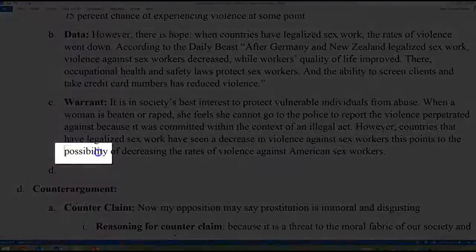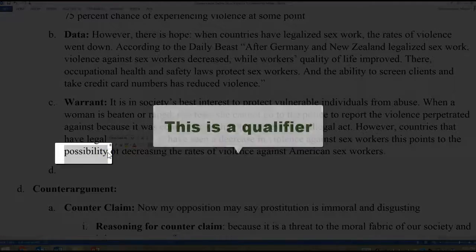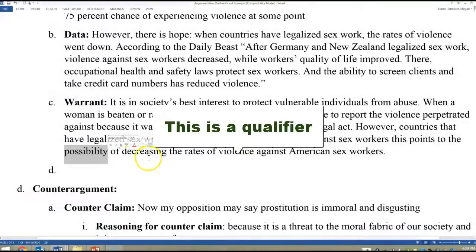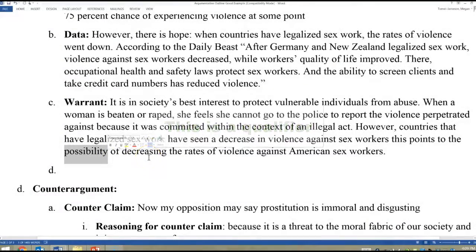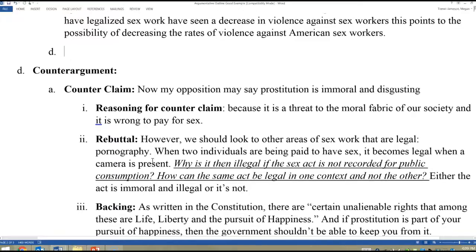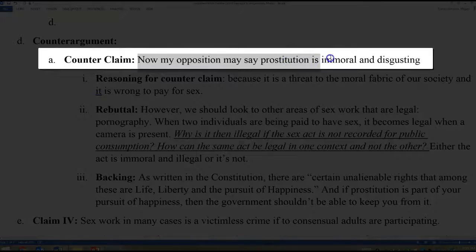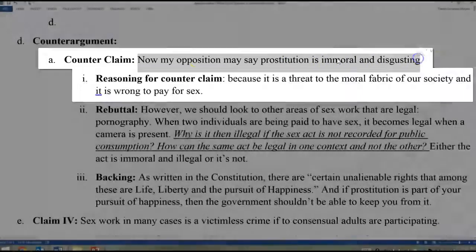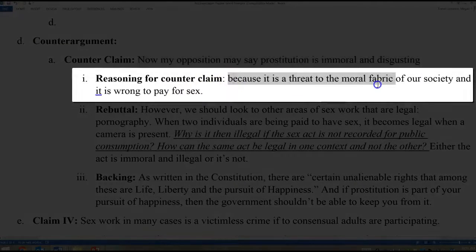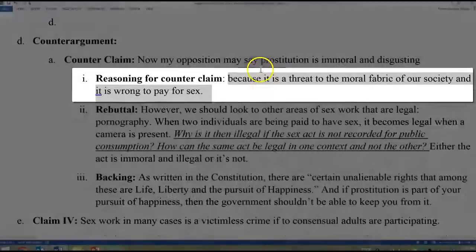Keep in mind, she says possibility. This actually would count as a qualifier because she's recognizing the limits. It most likely will happen, but there's obviously no guarantee. Like I mentioned earlier, a counter argument is also required. So her counterclaim: now my opponent may say prostitution is immoral and disgusting. The reasoning: because it is a threat to the moral fabric of society and it is wrong to pay for sex.